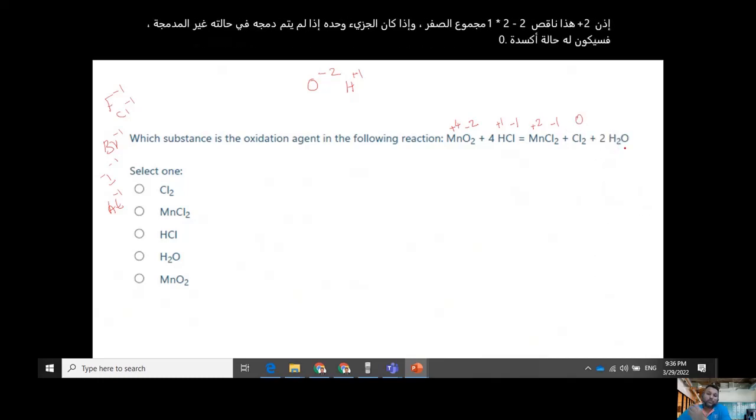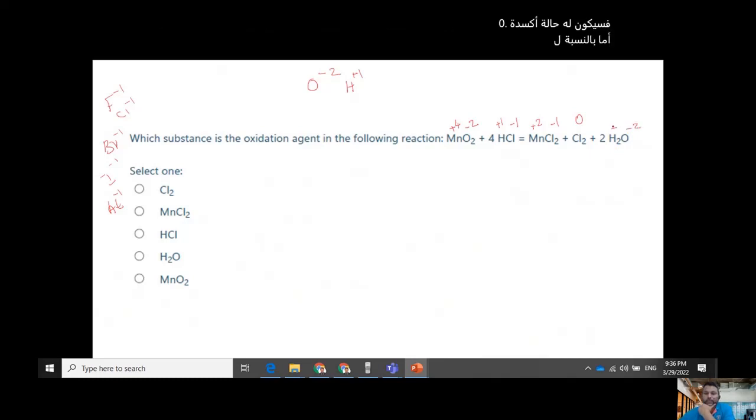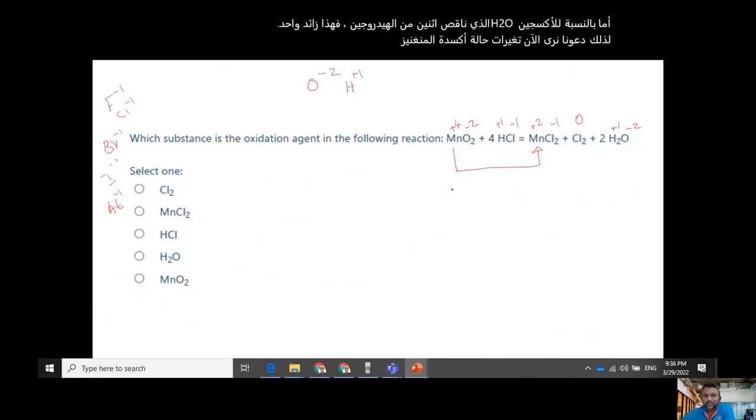And for H2O, oxygen, that you know, -2, hydrogen, that is +1. Okay, so let us see now. Manganese oxidation state changes from +4 to +2. So decreasing oxidation state is reduction.